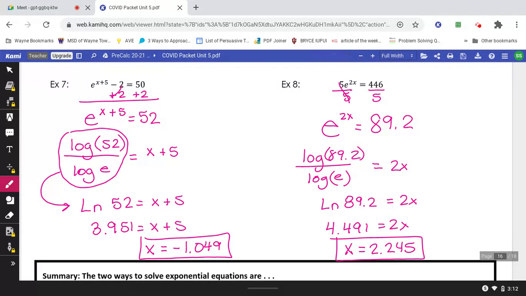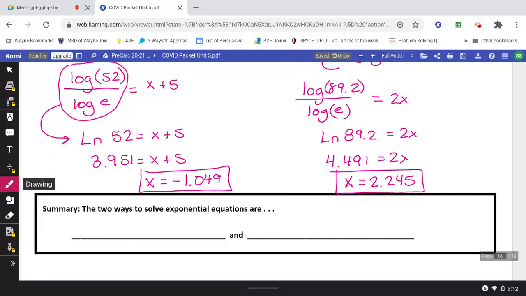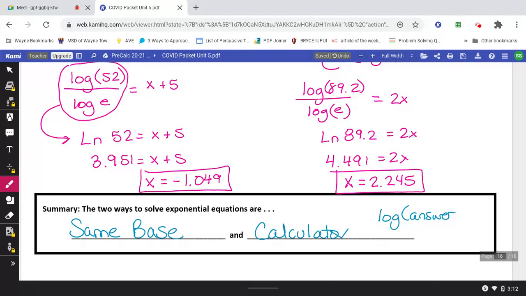So down at the bottom here, we just have a little bit of a summary of what we've done. Remember, there are 2 ways to solve equations. Either you get them to be the same base, or you type it into your calculator as the log of the answer divided by the log of the base.